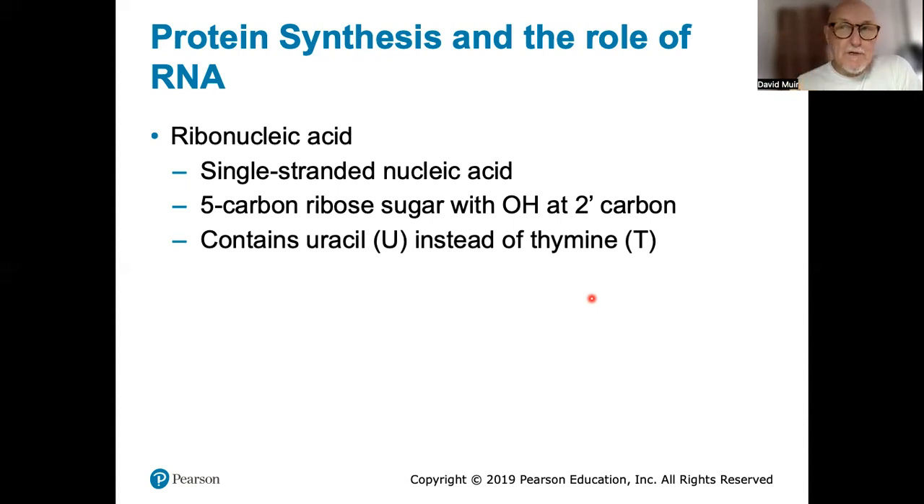The third important difference is that RNA does not use the base thymine. Instead, it uses a base called uracil. And uracil is extremely similar to thymine. But it is a way for the cell to recognize that it is dealing with an RNA molecule, not a DNA molecule. It's a label, in other words. So those are the three important differences.